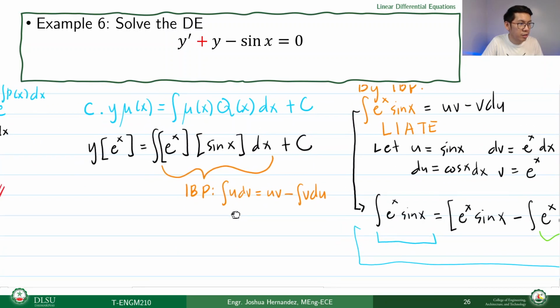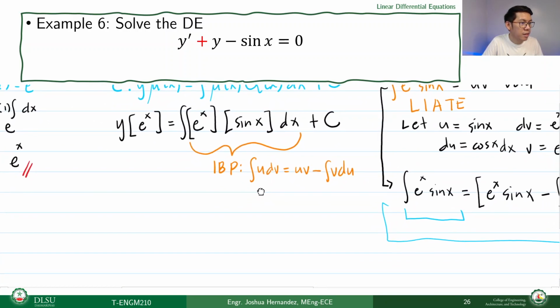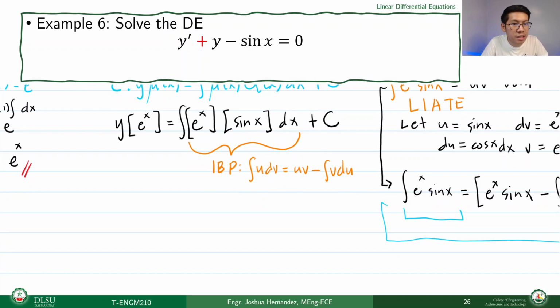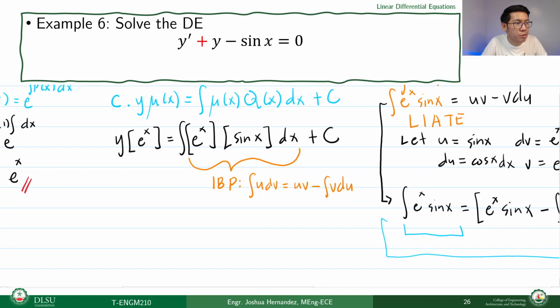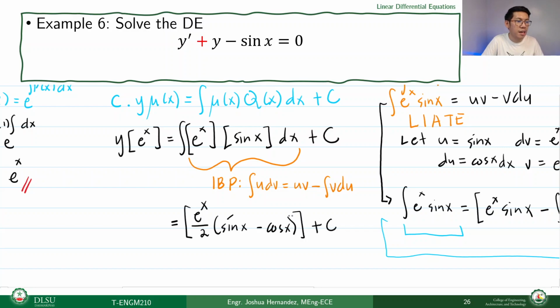Sa C, ito yon. Okay. So, magkakaroon tayo ng ito sa ating general solution. So, plugging back that in, magkakaroon ako ng integral of e to the x sine x is e to the x over 2 sine x minus cosine x. Of course, plus c. Ayan.